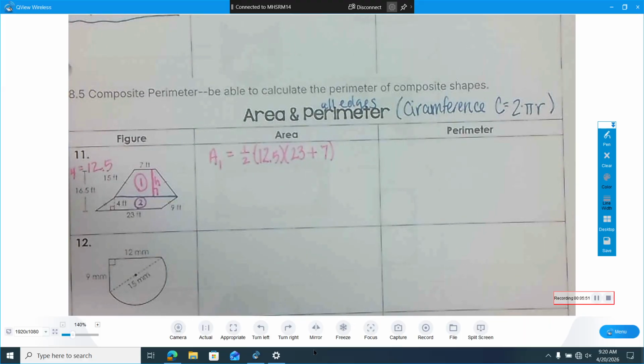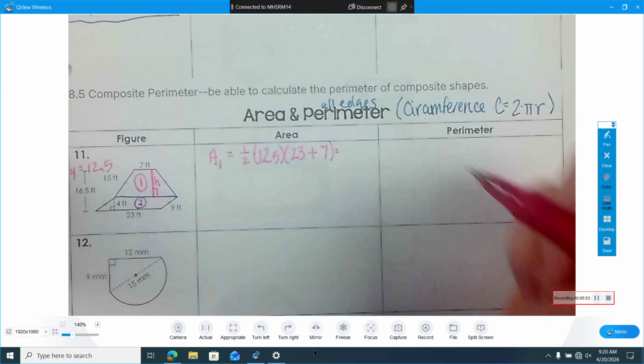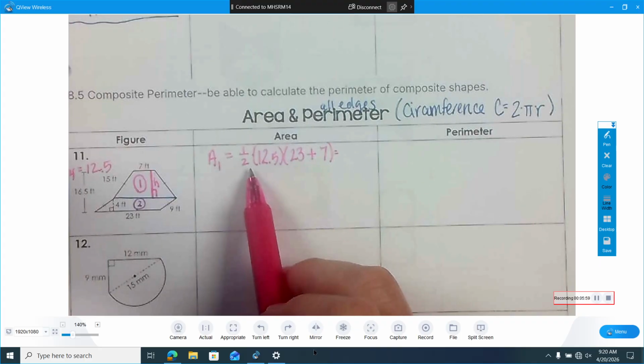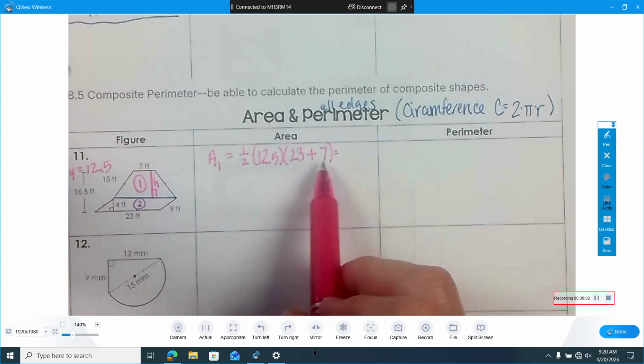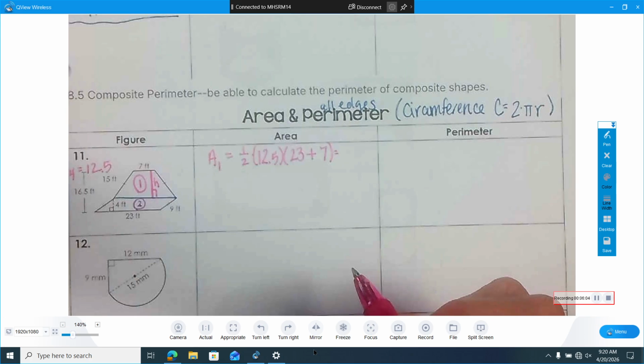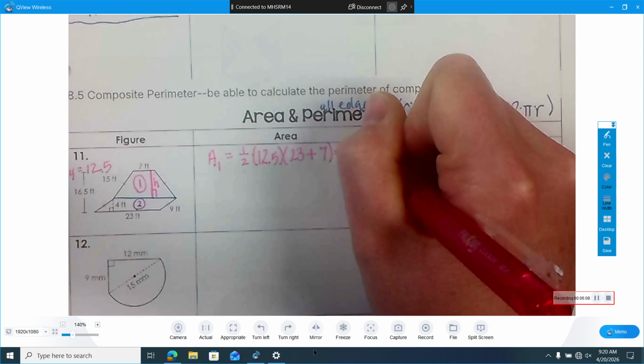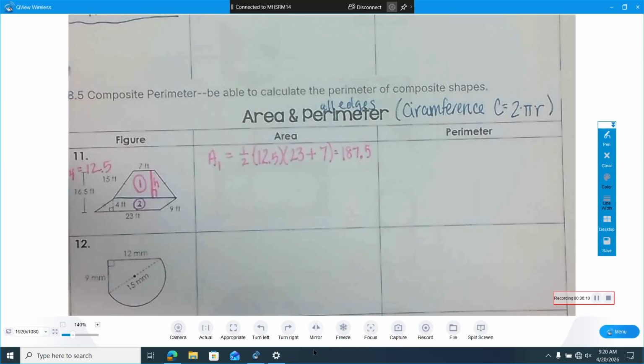Do you guys have calculators? I don't have a calculator. Can you please plug that in so that you can tell me the answer? 1/2 times 12.5. Don't forget the parentheses on 23 plus 7. 187.5, I think, is correct. 187.5.